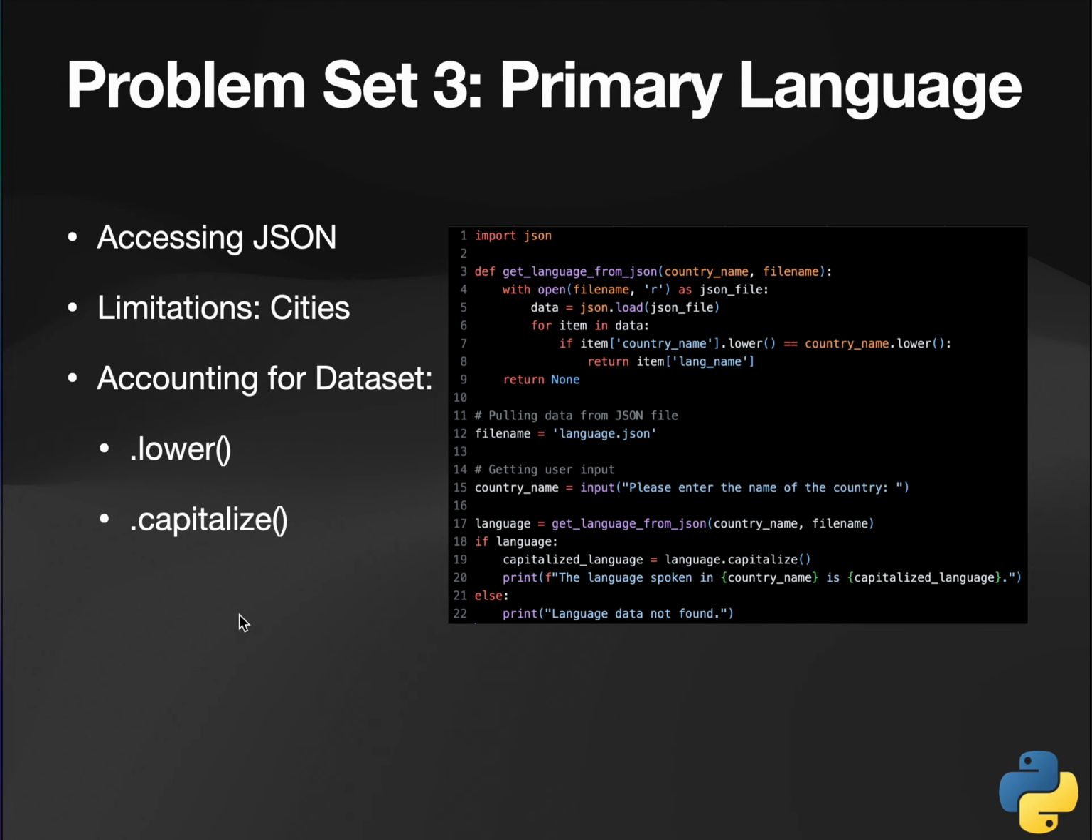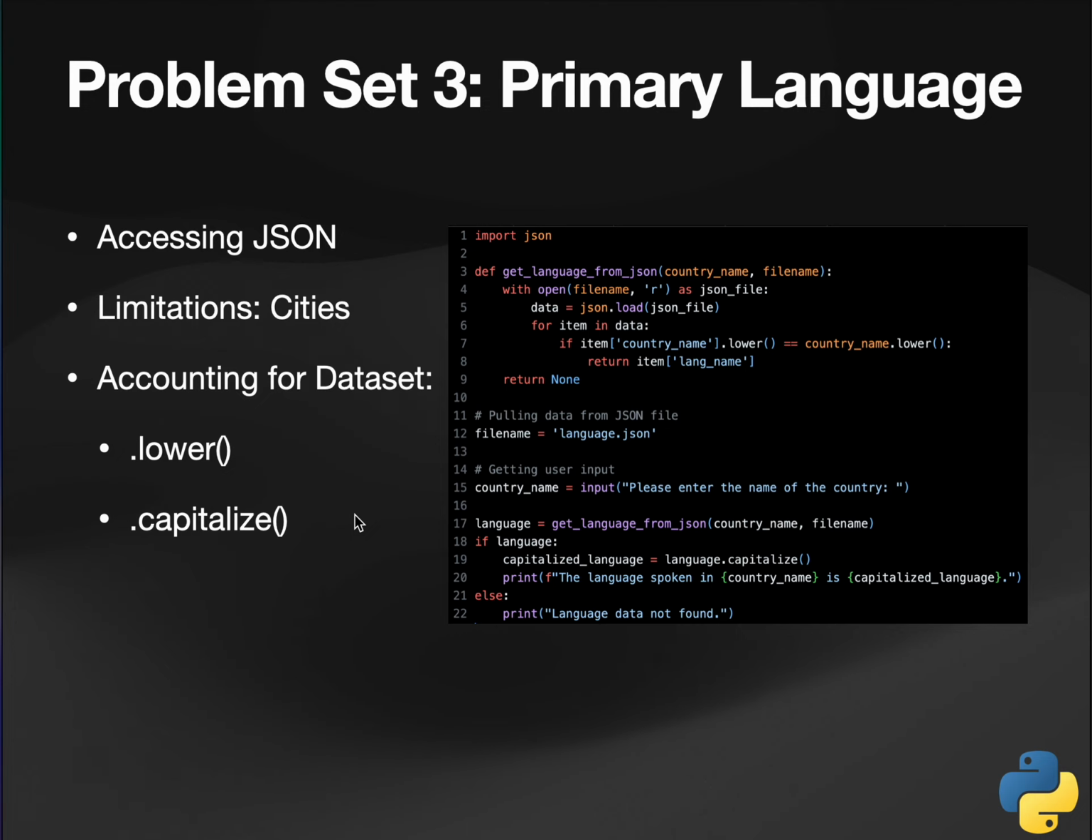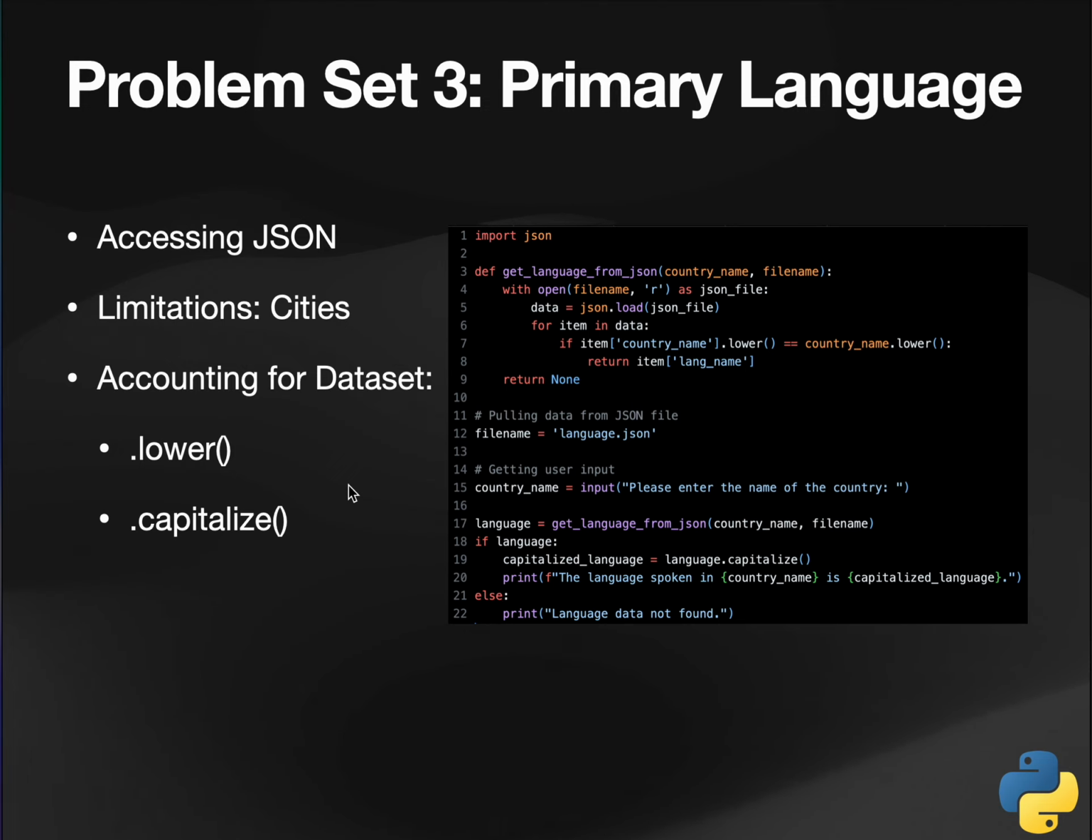The third problem set, as you saw in the first, I used an API, the second a CSV. So for the third problem set, I accessed a JSON file. Similar limitations in terms of the limitations of the actual cities, and then similar accounting for some of the quirks in the data set itself. And you'll see those methods reflected there in terms of lowercasing the output as well as capitalizing the language itself. For some odd reason, it was outputting in lowercase, and I just didn't like the aesthetics with that.